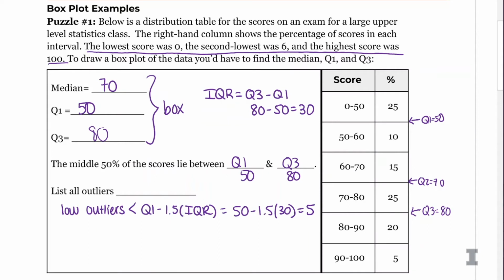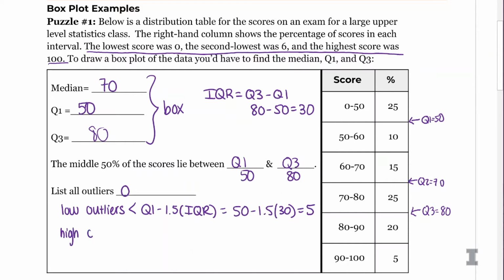I feel like you said earlier you knew the lowest 2 people. Did I remember that? This problem did actually give us, I underlined it. It said the lowest score was 0. Okay, well, that's definitely going to be an outlier. The second lowest score was 6. So that does tell us, okay, there's one low outlier and it's right at 0.